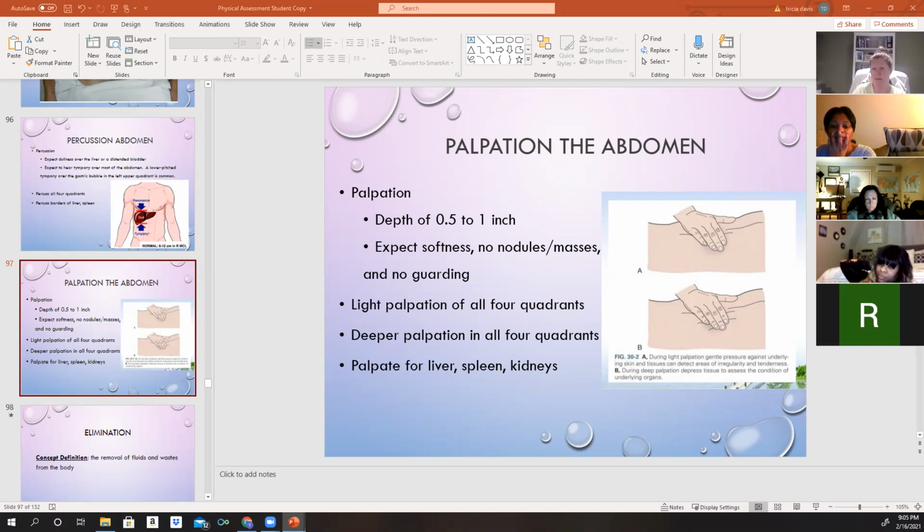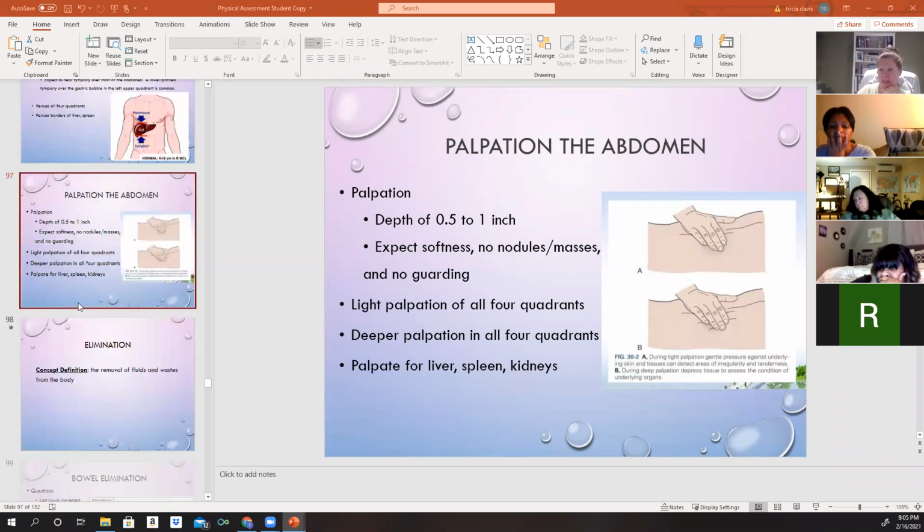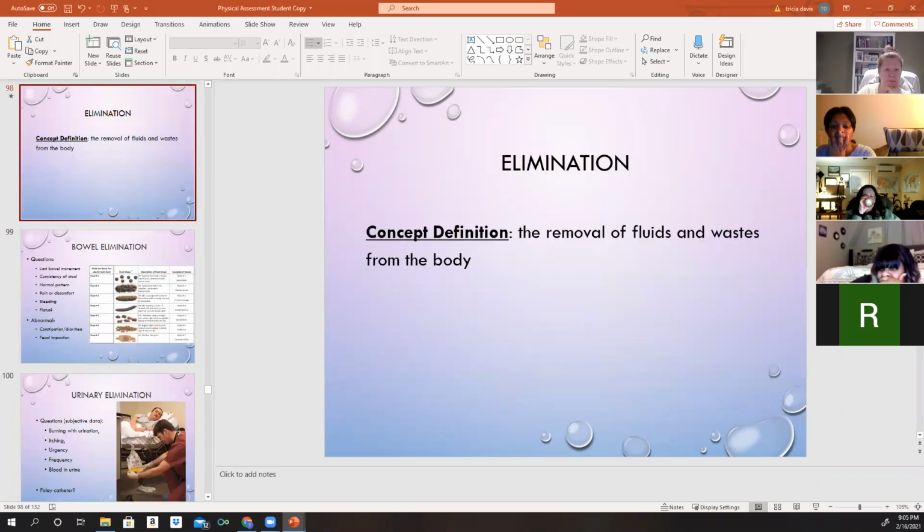It could be an infection. They could have peritonitis. They could have had some kind of trauma. Any of the organs could be enlarged. They could have tumors. It's very, very hard to diagnose things that are going on in the abdomen. It can be so many different things. So elimination is the removal of fluids and wastes from the body.